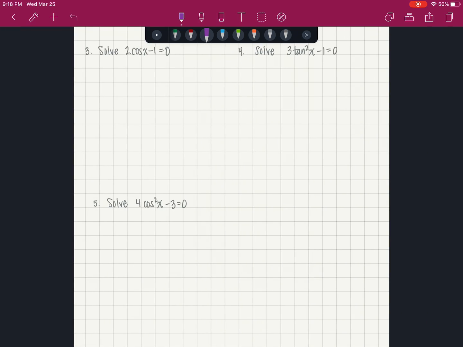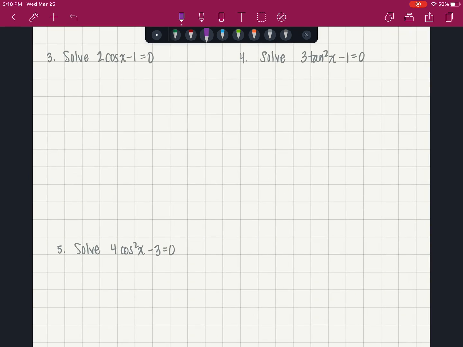So in the next video, I'm going to do the next 3 problems. As a matter of fact, take a look at number 3. I'm going to have you try that, and I'm going to go through it a little bit quickly so that you can just see the answer. And then number 4 and 5, I'm going to actually show you, because those are a different type. They have an exponent involved.